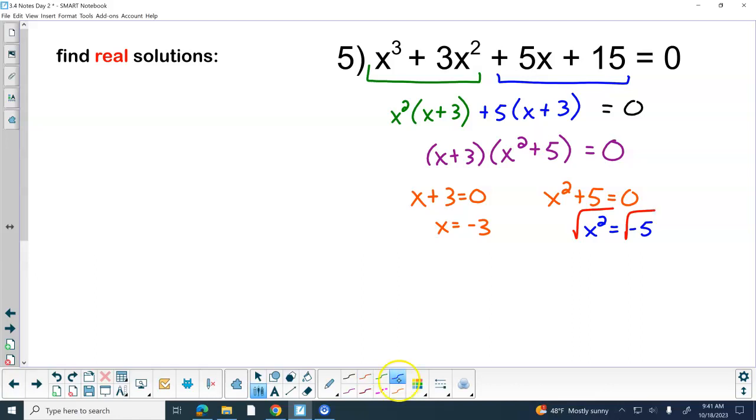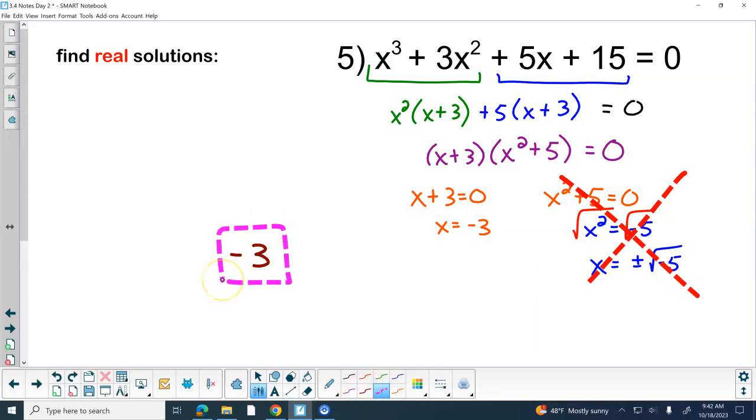So I would have here x equals plus or minus the square root of negative 5. It's imaginary, right? And what did the directions say? All real numbers. So this one does not count yet. In a couple of weeks, it will come. But for right now, it's just negative 3. Okay? Because we're only looking for reals right now.